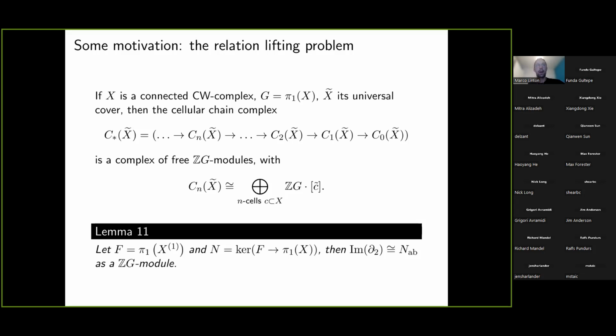Okay, and so there's this lemma which I think I've mentioned in passing. If you take the free group F to be the fundamental group of the one skeleton of the CW complex, and N is the kernel of the map from F to this fundamental group, this gives you a presentation of the group. The two skeleton is the presentation complex of the presentation that you chose. Then the image of the second boundary map, from C2 to C1, is isomorphic to the relation module over this presentation.